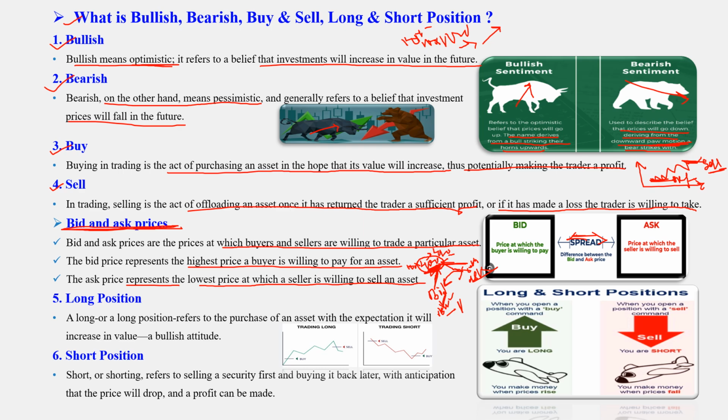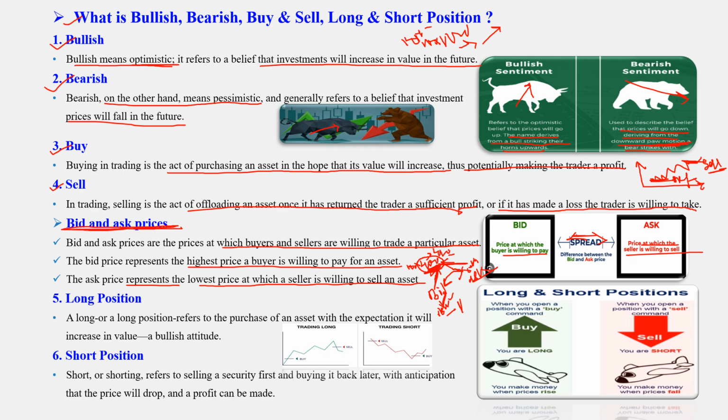Both agree on this particular asset: the bid is the highest price to buy, and the ask is the lowest price at which they are willing to sell this asset, right? It means the price at which the buyer is willing to pay and the price at which the seller is willing to sell. Yeah, so this is an example of a bid.